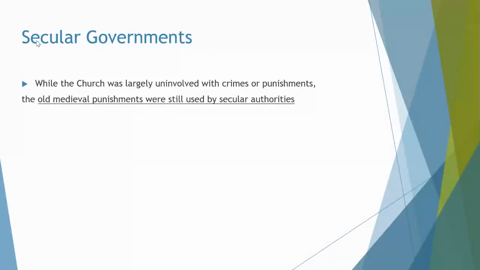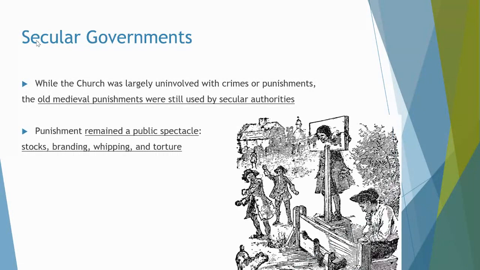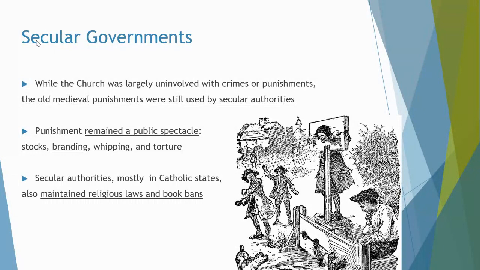So while the church was largely uninvolved with crimes or punishments, the old medieval punishments were still used by secular or separated from religious authorities. Punishment remained public. Stocks, branding. You can see someone in stocks up there. Whipping and torture, all still very common.